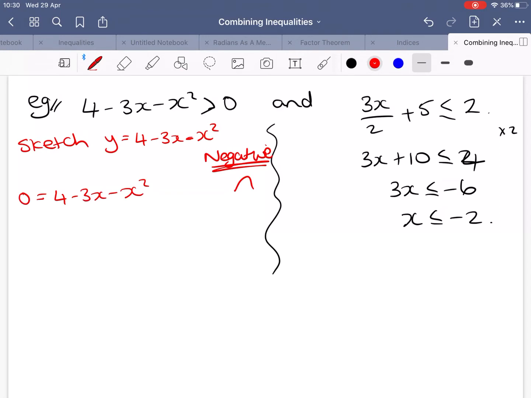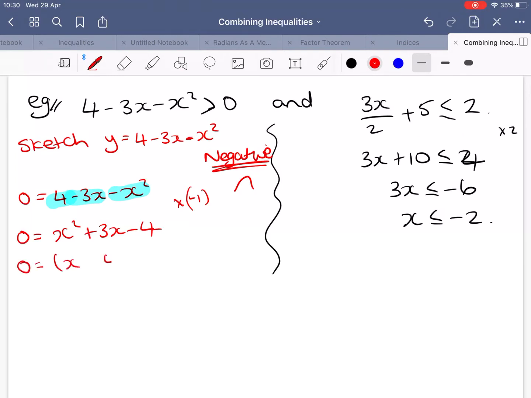Now I could try and factorise that, but factorising negative quadratics is more difficult than factorising positive quadratics, so I just automatically multiply through by minus 1. And I write it in the more normal way with the x squared first. So minus x squared is going to become plus x squared. Minus 3x is going to become plus 3x. And 4 is going to become minus 4, because basically you're changing the sign of each term.